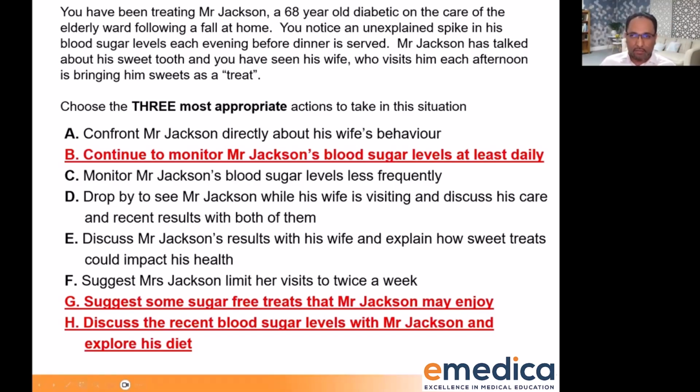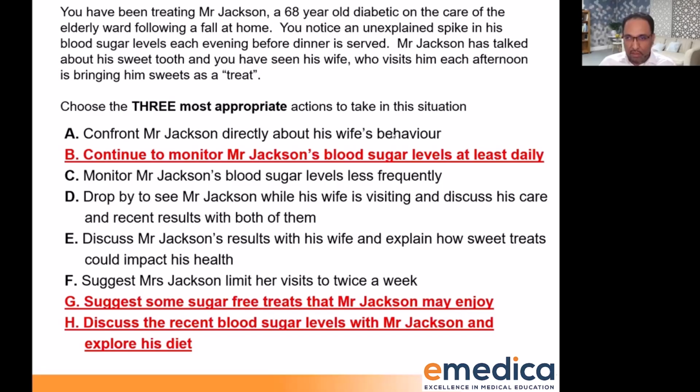What's wrong with A? Why can A not be part of the right answer? What's clearly negative about it? The word confront. It shows a clear negative for empathy and sensitivity. How do you think the patient would feel? He's unwell enough that he needs to be in hospital right at the moment. By definition, that makes him quite vulnerable.